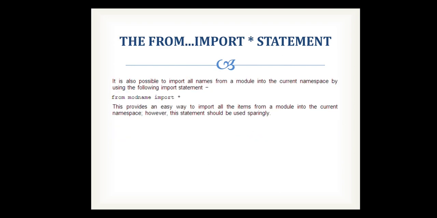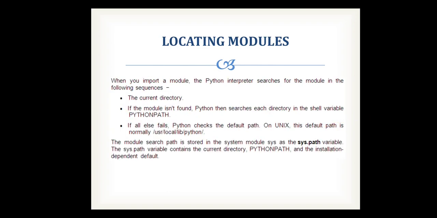The from import asterisk statement. It is also possible to import all names from a module into the current namespace by using the following import statement: from module name import asterisk, where asterisk represents all. This provides an easy way to import all the items from a module into the current namespace. However, this statement should be used sparingly.